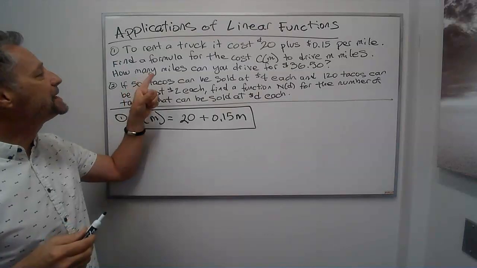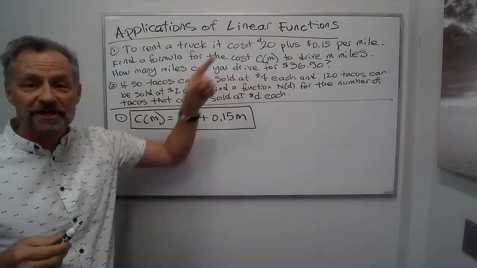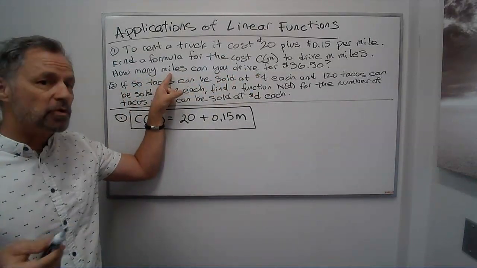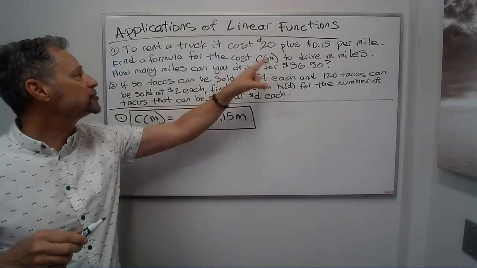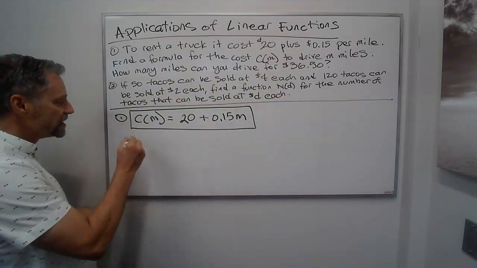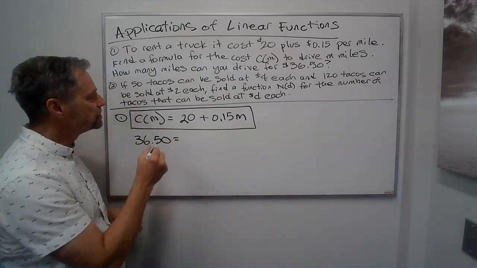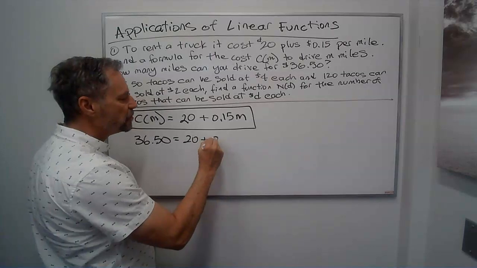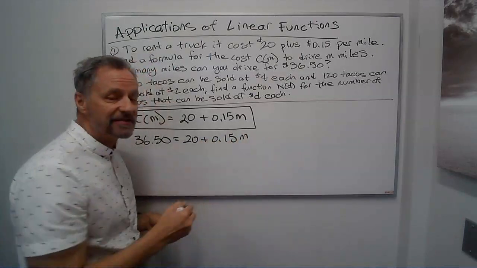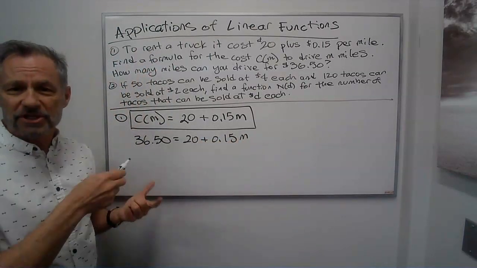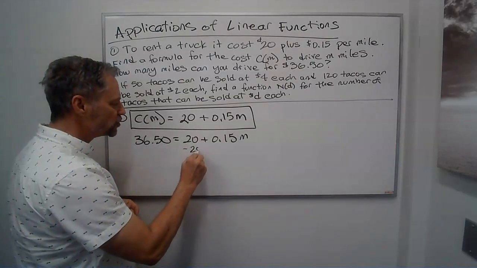But they say, how many miles can you drive for $36.50? We don't know M. We're trying to find M. But we know the total cost is $36.50. So we put the $36.50 in the cost function, and it's 20 plus 0.15 M, and then it leaves me with an algebra problem. So then we just solve that as we normally would. Let's subtract 20 from both sides.